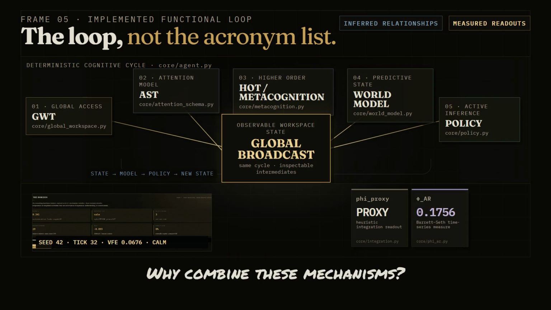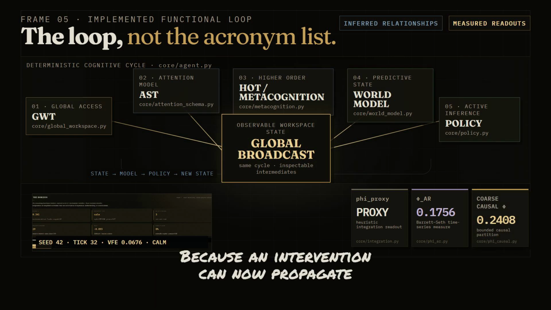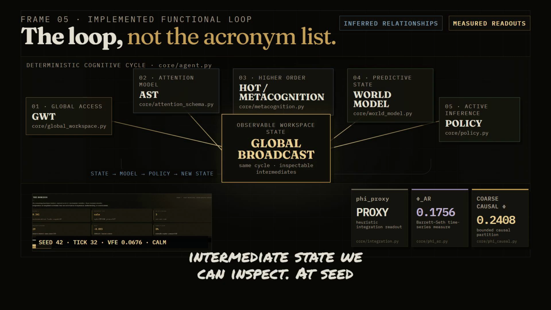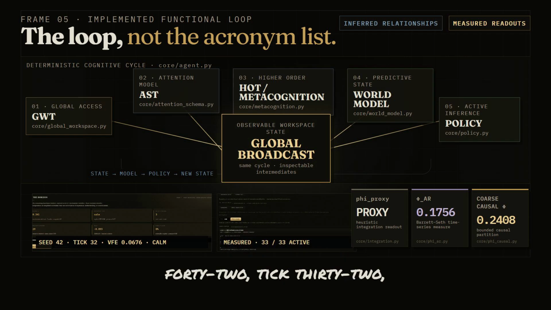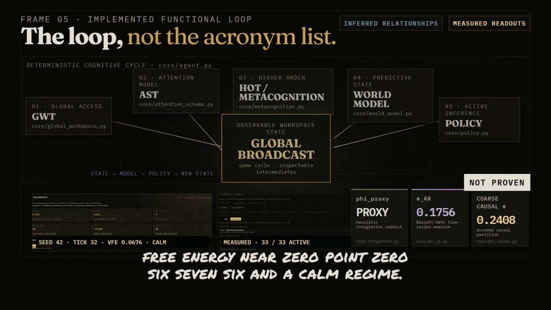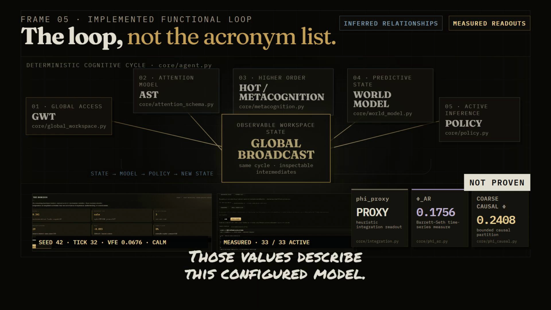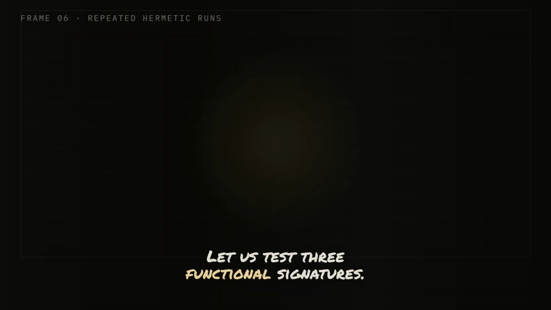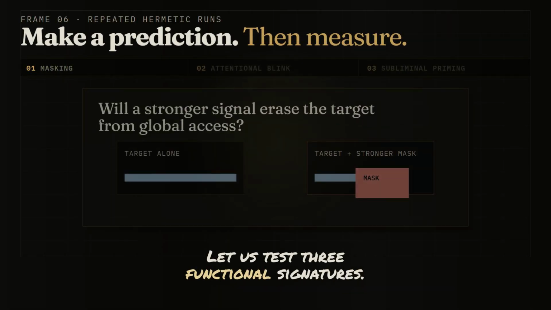Why combine these mechanisms? Because an intervention can now propagate through attention, self-modeling, valuation, memory, and action. Leaving intermediate state, we can inspect at seed 42, tick 32. The horizon trace also reports variational free energy, near 0.7676. Calm regime. Those values describe this configured model. None is a magic meter for experience. The boundary remains. Let us test 3 functional signatures.